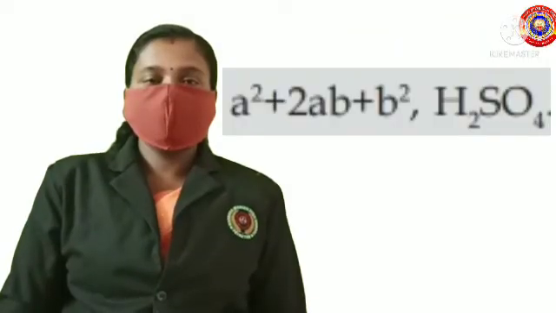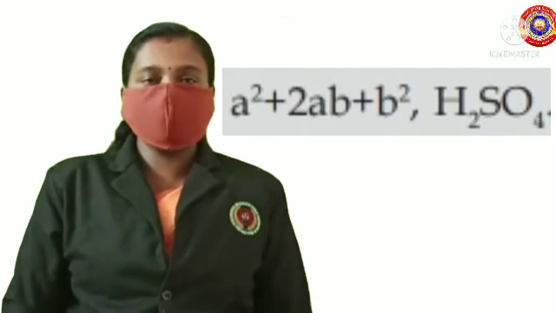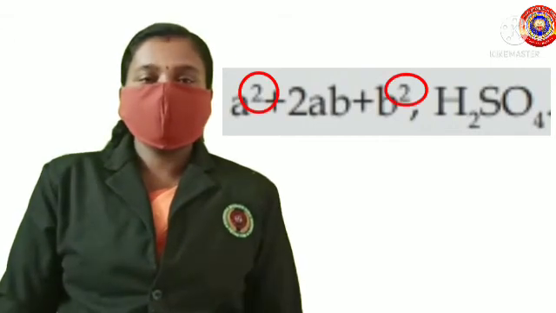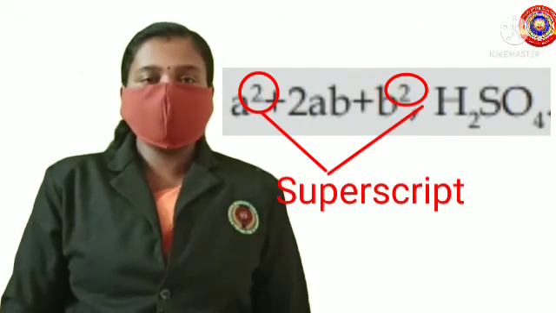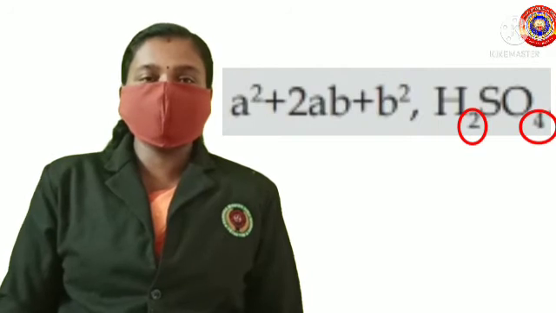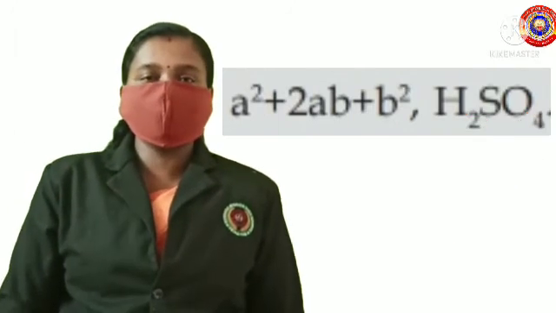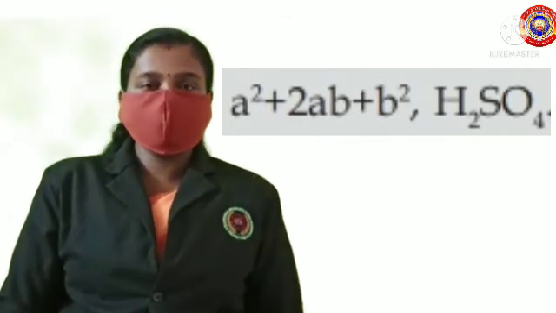You may come across situations where you have to type mathematical equations and chemical formulae like a square plus 2ab plus b square and H2SO4. Have you noticed that in the terms a square and b square, 2 is placed a little above the other letters? This is called superscript. Likewise, in H2 and O4, 2 and 4 are placed slightly below the other letters and this is known as subscript. Let's see how we can type these numbers or letters as subscript or superscript.